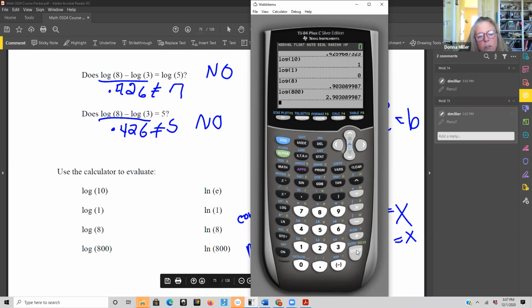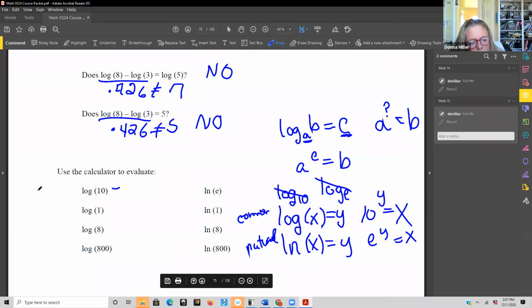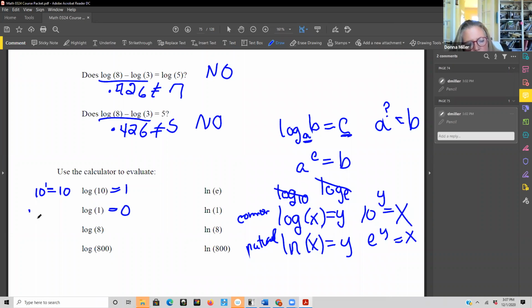Okay, so a couple things I want you to notice. Log of 10 is 1, because I know that 10 to the first power equals 10, right? The log of 1 is 0. If I write this exponentially, the base is 10, so I know that 10 to the 0 equals 1. So see how the logs are pretty much just the exponents?